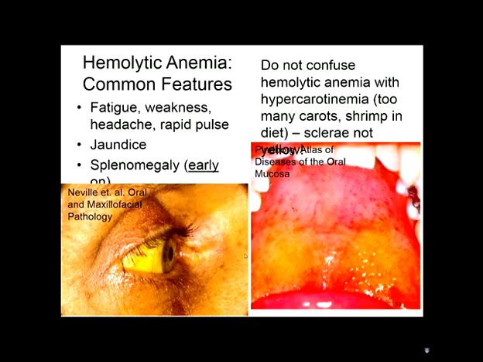If you see yellow coloration of the soft palate in a patient, but no yellowness of the sclera, then your first choice would actually be increased carotene in the blood rather than hemolytic anemia, hemolysis. For some reason, people who eat too many carrots or shrimp tend to deposit carotene, and so it accumulates in the soft palate. So don't alarm the patient, but ask them about their diet. It's not hemolytic anemia.